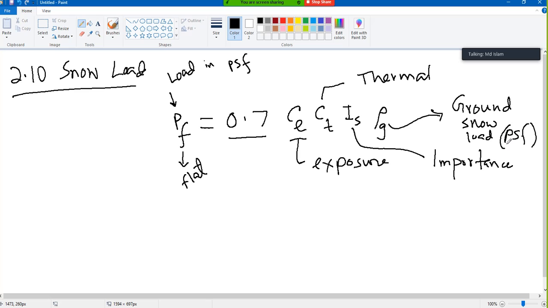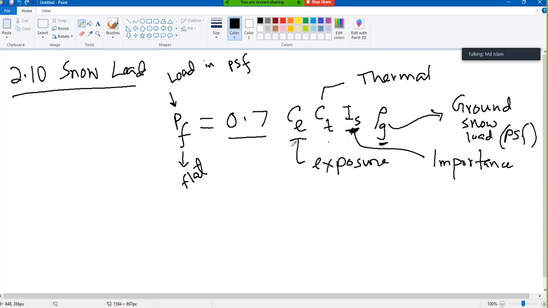So this is the equation, a very important equation, because it has a lot of parameters and everything makes sense. How? Whatever the ground snow, a percentage of this will be on your roof. That is the assumption based on the thermal; importance is just multiplied if your structure is very important. That is importance. Now, if I go one by one, exposure coefficient.